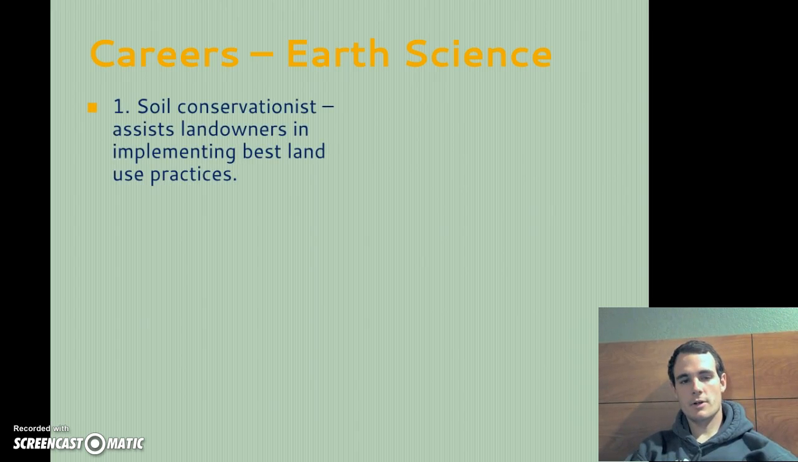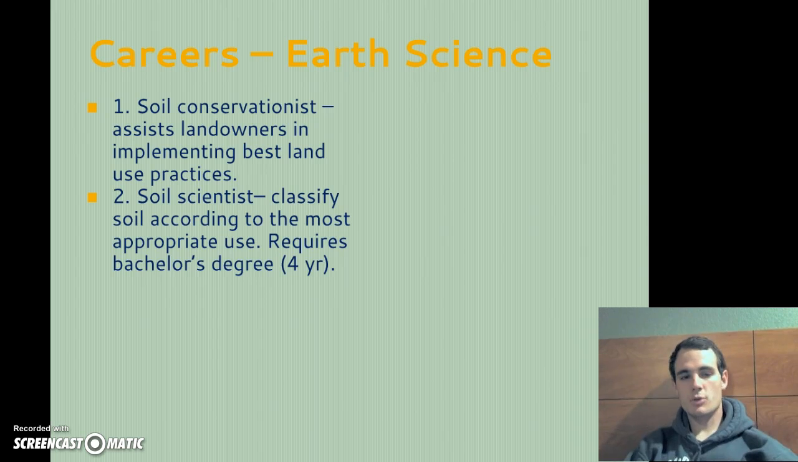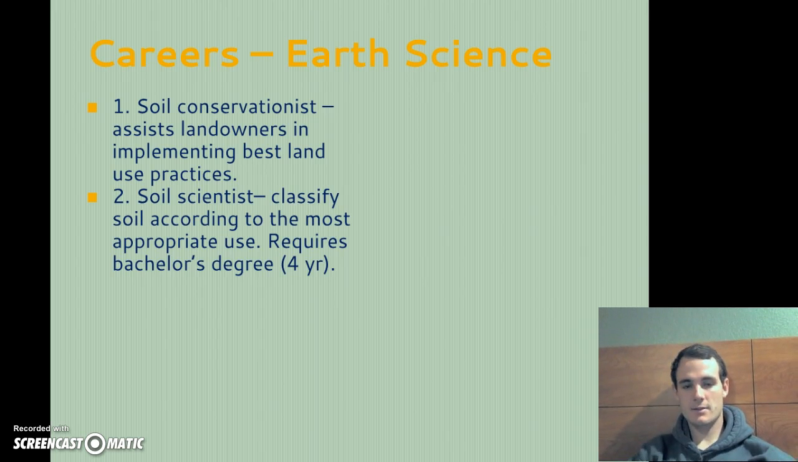So a couple different careers that are available to you guys if you want to be involved in environmental science. So soil conservationists, they're going to conserve the soil. So they assist landowners in implementing the best management practices or best land use practices. There's soil scientists that deal with soil. They classify soil according to the most appropriate use. So they're going to judge and grade that soil.